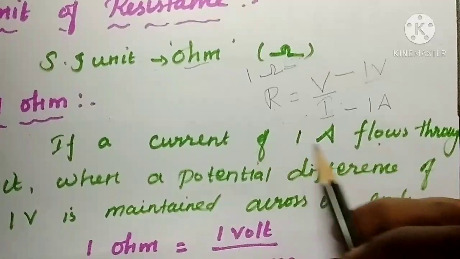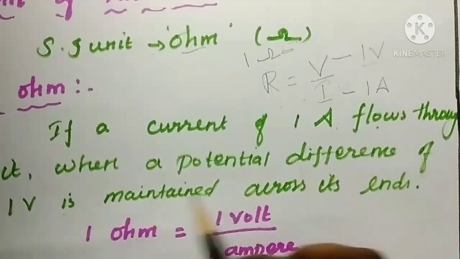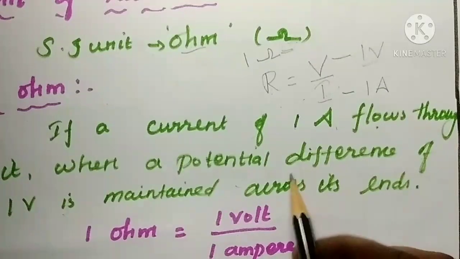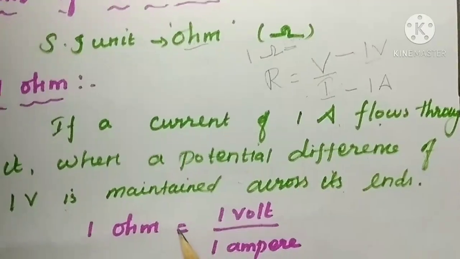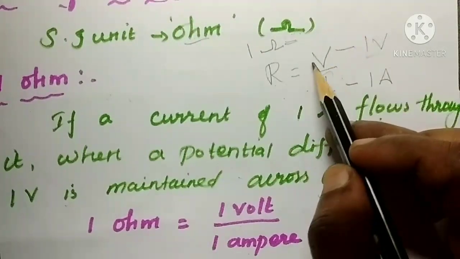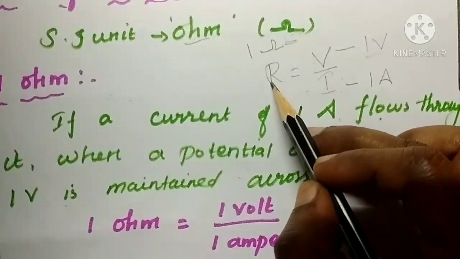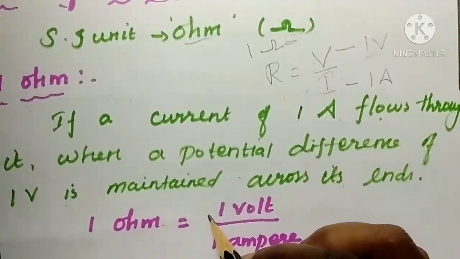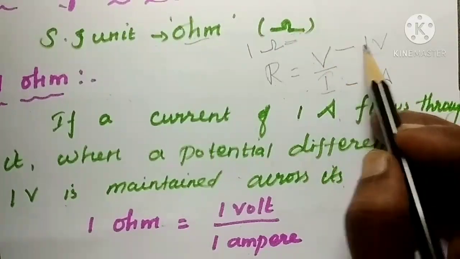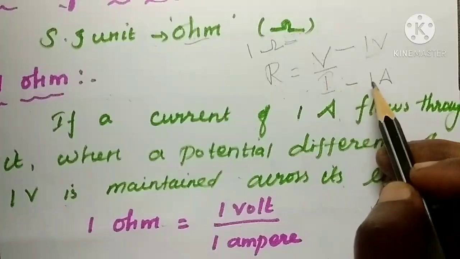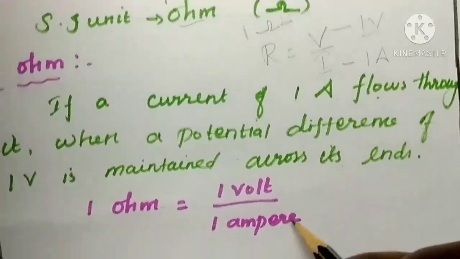So if a current of 1 ampere flows through it when a potential difference of 1 volt is maintained across the two ends of the conductor, the resistance is 1 ohm. So 1 ohm is equal to 1 volt by 1 ampere. How to define it? The resistance unit is ohm, the unit of potential difference is volt, and the unit of current is ampere. So 1 ohm is equal to 1 volt by 1 ampere.